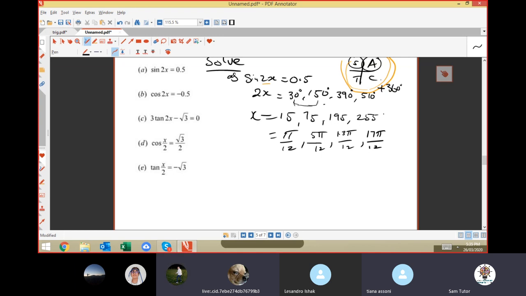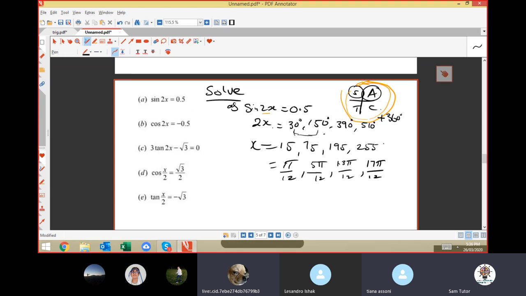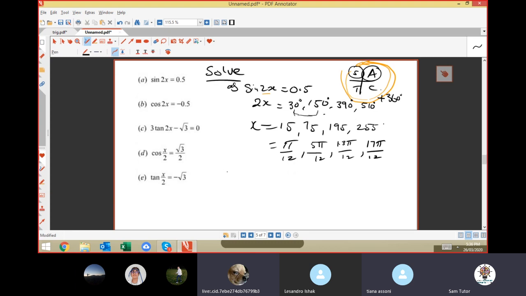Any questions there? The only extra thing we had to do, the fact that it's 2x, you've got to add 360 to this and this, once. And then just divide by 2. You are not allowed to add 360 at the end. A lot of students think they can divide by 2 and then add 360. That's not allowed. That's wrong. You have to add 360 before you do any further math. Okay. Let's try B.